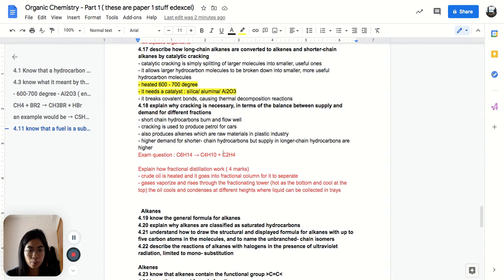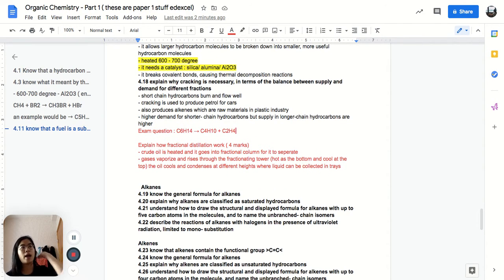An exam question will probably give you C6H14 gives C4H10, and then they will ask you plus C something H something, and that's just basic math. It's just that 4 plus 2 is 6, 10 plus 4 equals 14. So that's basic math. I'm pretty sure all of you could do it.